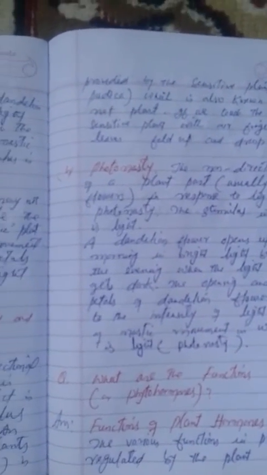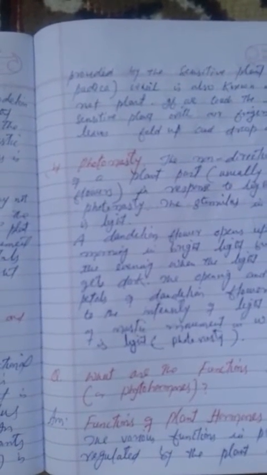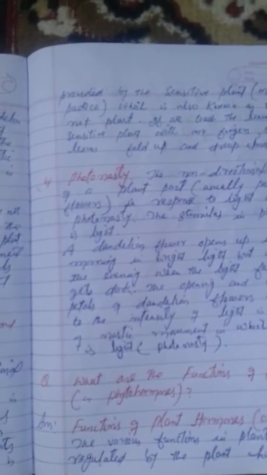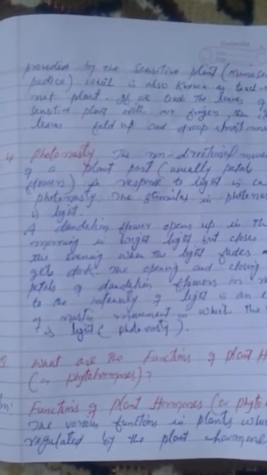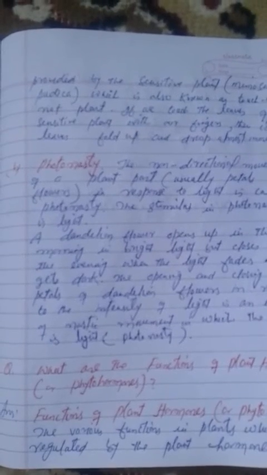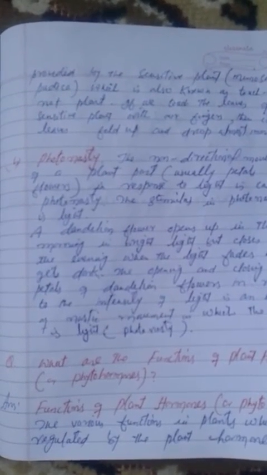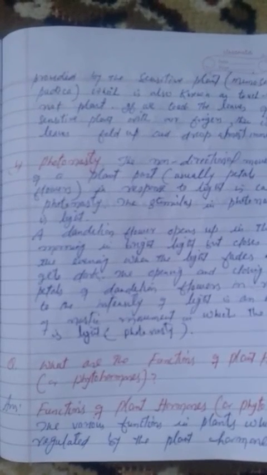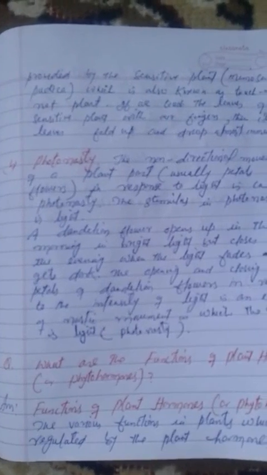Then photonasty is the non-directional movement of a plant part, usually petals of flowers, in response to light. In other words, photonasty is the nastic movement of a plant part like petals of flowers in response to light. Thus the stimulus in photonasty is light. A dandelion flower opens up in the morning in bright light but closes in the evening when the light fades and it gets dark. So this is an example of photonasty.